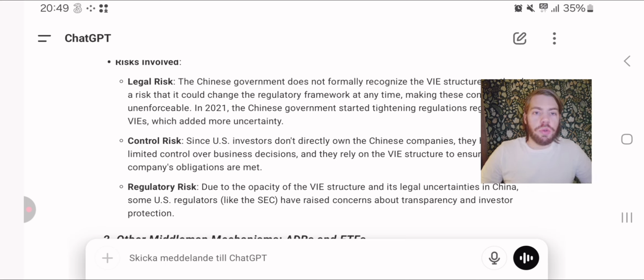It's also some control risk, since the US investors don't directly own the Chinese companies. They have limited control, and obviously the regulatory risk here is legal uncertainties in China. The SEC has raised concerns about the transparency of the investors. And we have transparency issues, since accounting principles might not be the same in China as in the USA, for example. So we have had some problems there.